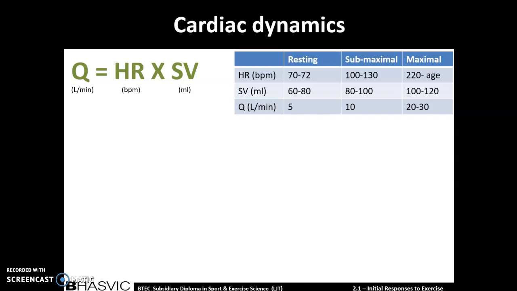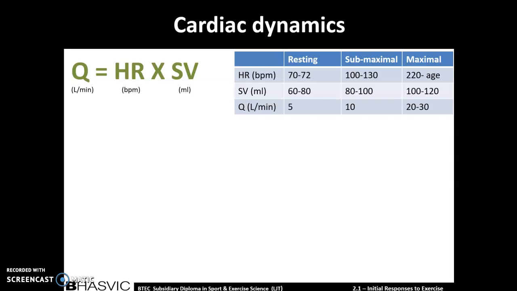With cardiac dynamics, cardiac output equals heart rate multiplied by stroke volume. Now, cardiac output is measured in litres per minute, heart rate is measured in beats per minute, and stroke volume is measured in millilitres. Typical values for each of these.